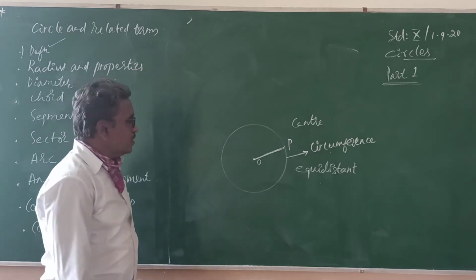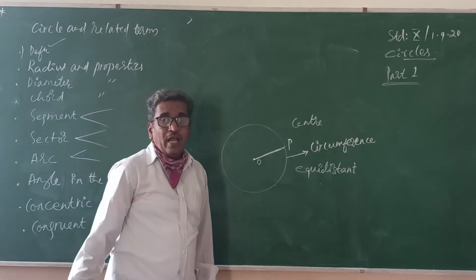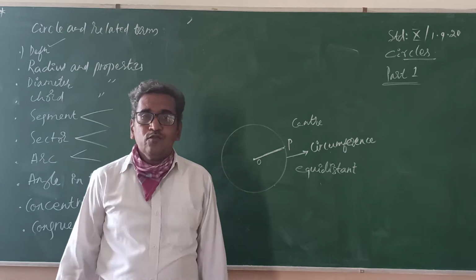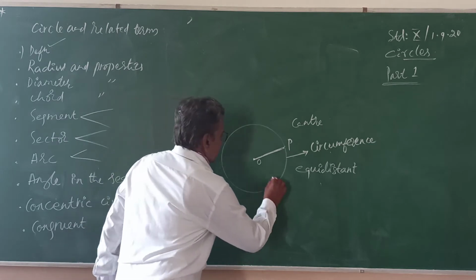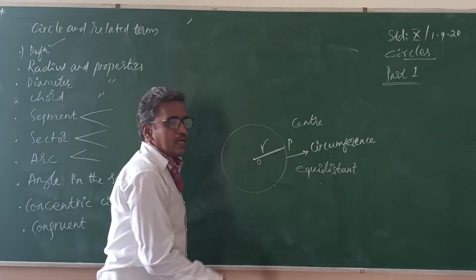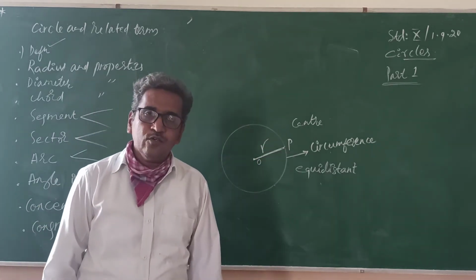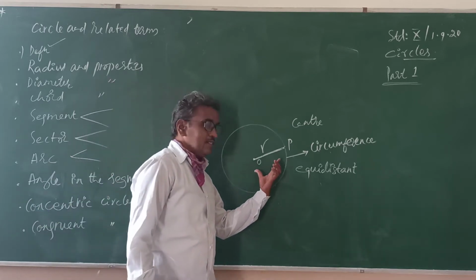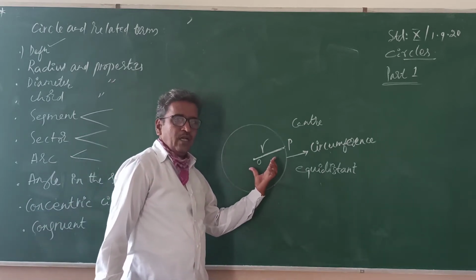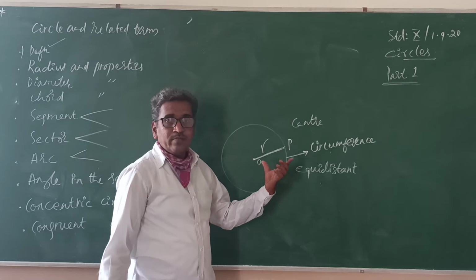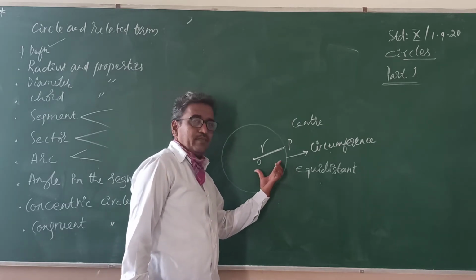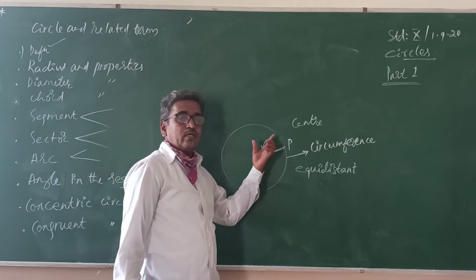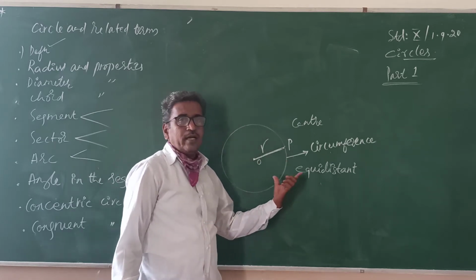So the distance between any point on the circumference of the circle and the center is called the radius of the circle. Generally we denote it by small r, radius of circle. That is a line segment. OP is a line segment. P must be on the circumference of the circle. So the distance between the center and any point on the circumference of the circle is called the radius of the circle.